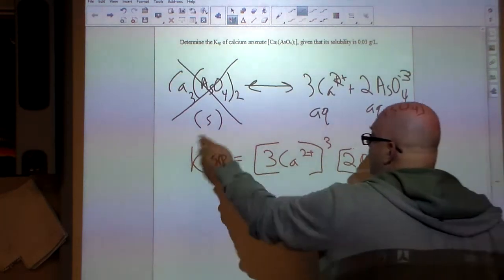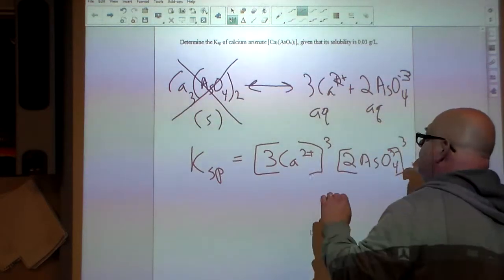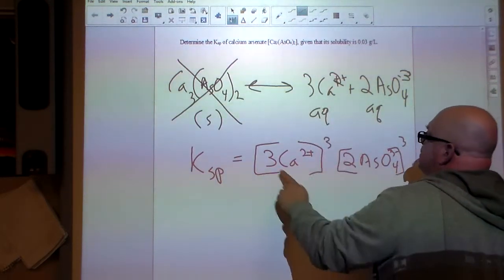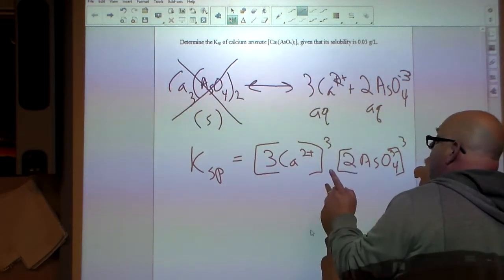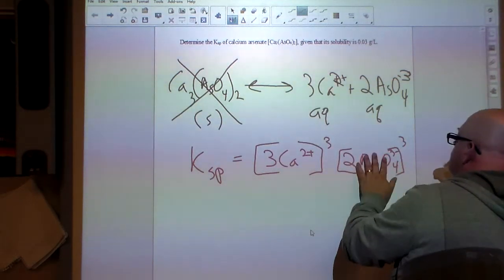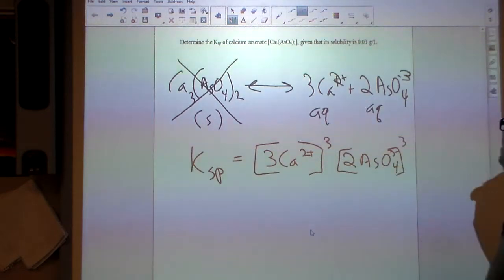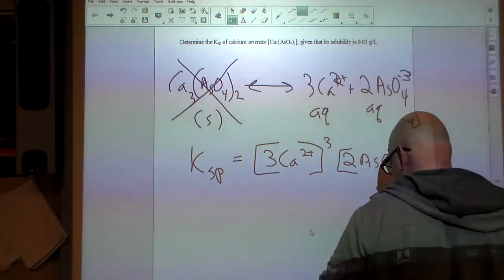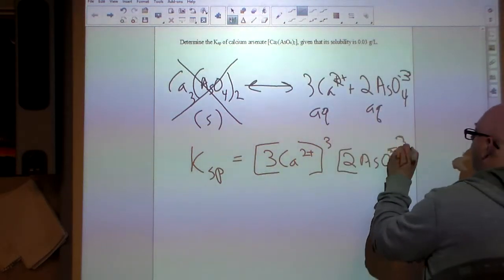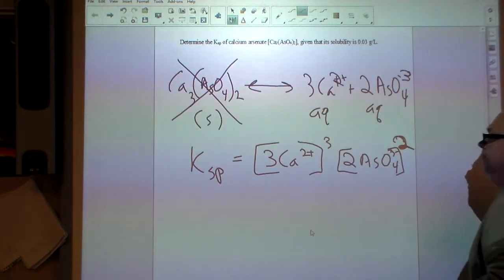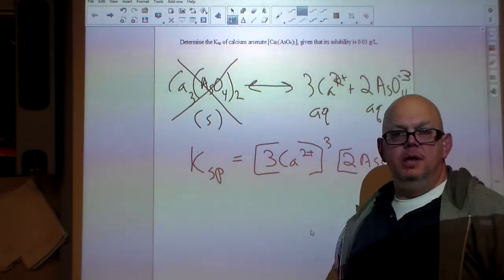Now here we have KSP. Our formula, because there are 3 of these calciums, will be the concentration of calcium cubed, times the concentration of arsenate, cubed. Squared, sorry, not cubed, squared. There's my typo. Okay, got it. Genghis Khan can make mistakes.